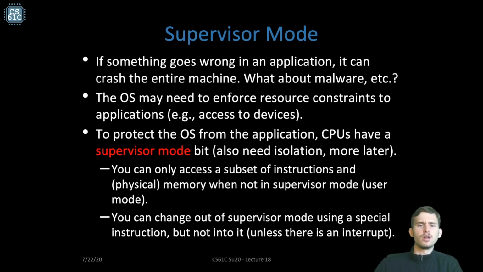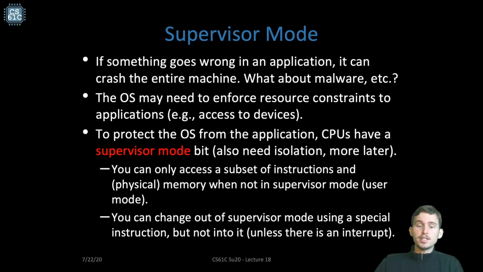But what if something goes wrong in an application? It can crash the entire machine. That would be horrible. What about if I had a malicious application? Couldn't that steal data? That would be horrible. So the operating system needs to be able to enforce resource constraints on applications. For example, we need to limit who can access certain devices. We also need to protect the operating system from applications.